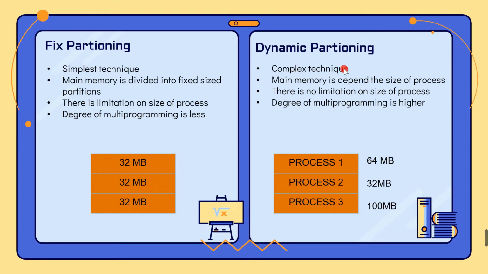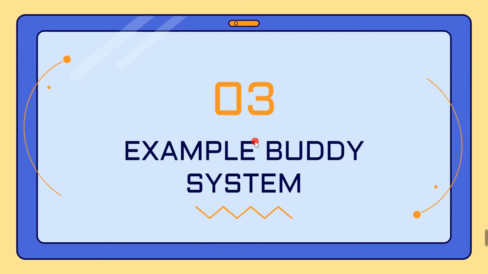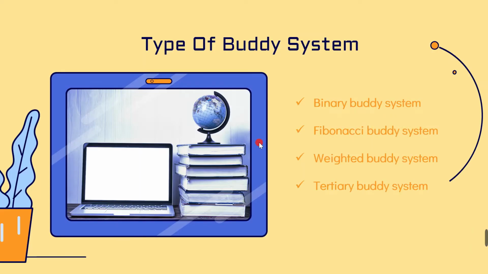Okay, dynamic partitioning is a complex technique because the main memory depends on the size of the process. So it does not have a limitation on the size of process, and the degree of multiprogramming is higher. Okay, we can see every process has a different value. Okay, for example, the buddy system. The buddy system has 4 types, which are binary, Fibonacci, weighted, and ternary.